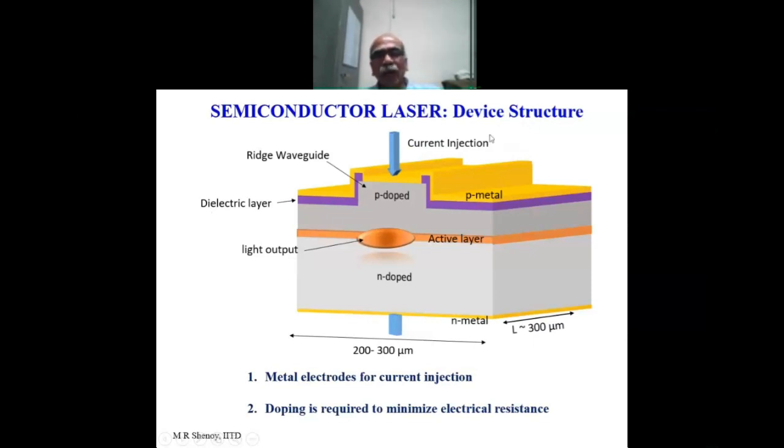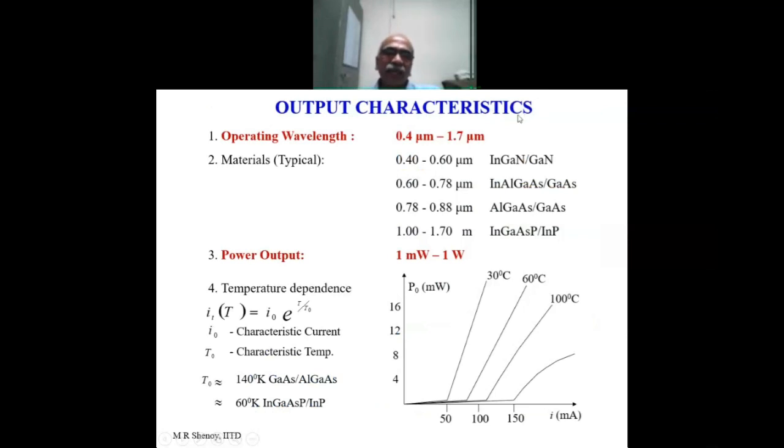So again, coming back, here is the laser structure, and I go to the characteristics of a laser. The operating wavelength today, semiconductor lasers can be easily found anywhere in this range, 0.4 micrometer to 1.7 micrometer. Of course, there are special lasers which can go beyond this. The typical materials used for the blue-green region here, 0.4 to maybe up to 0.6, is InGaN, gallium nitride.